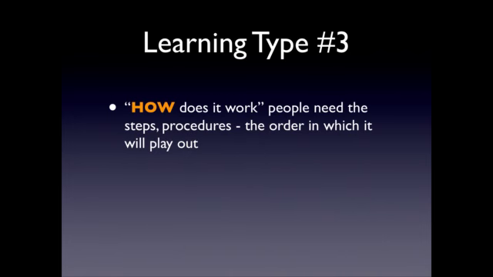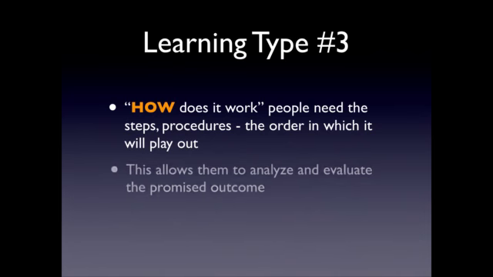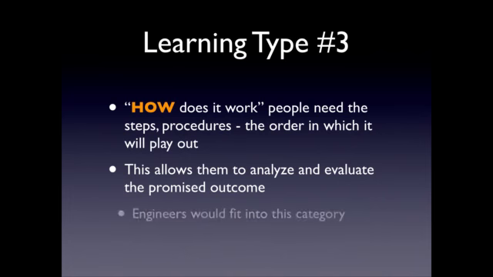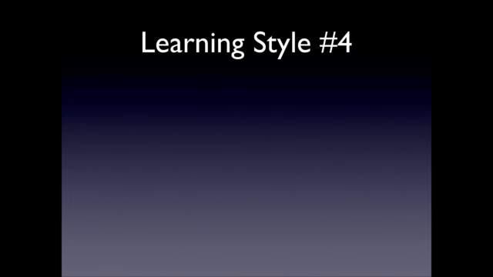Number 3 learning type is the people that want to ask, how does it work? These are the people that need the steps, the processes, the procedures, the order in which it will all play out, what's going to happen towards the end. And this allows them to analyze and evaluate the promised outcome. They want to see if this is going to be for them. Engineer type of people would probably fit into this category.